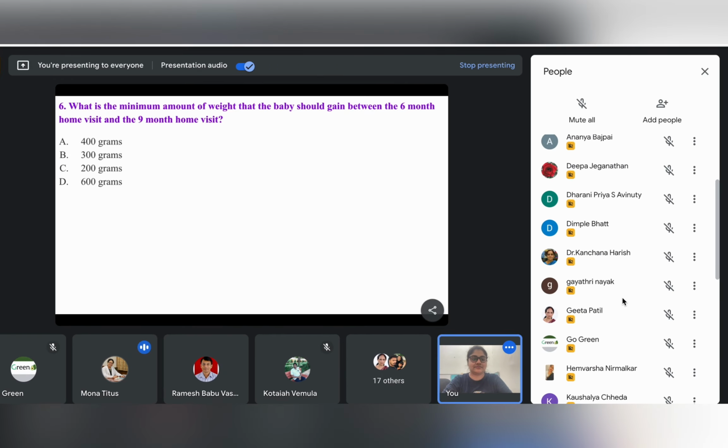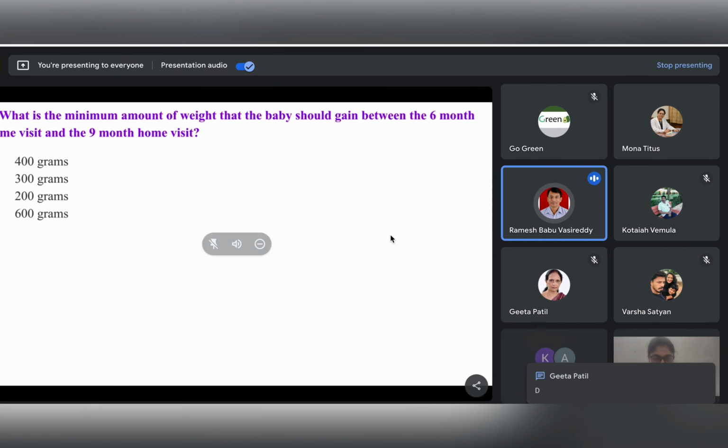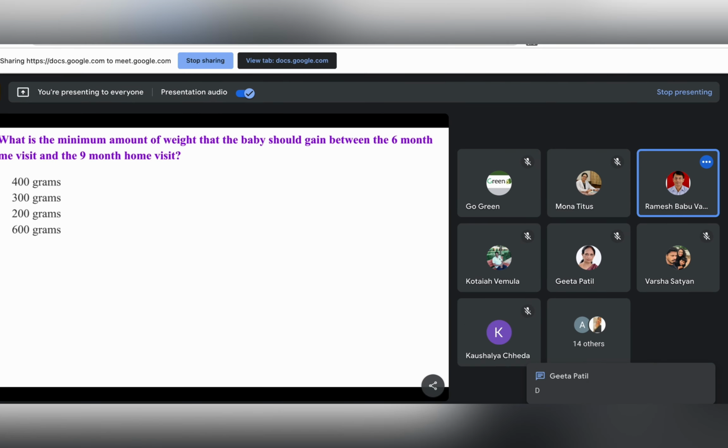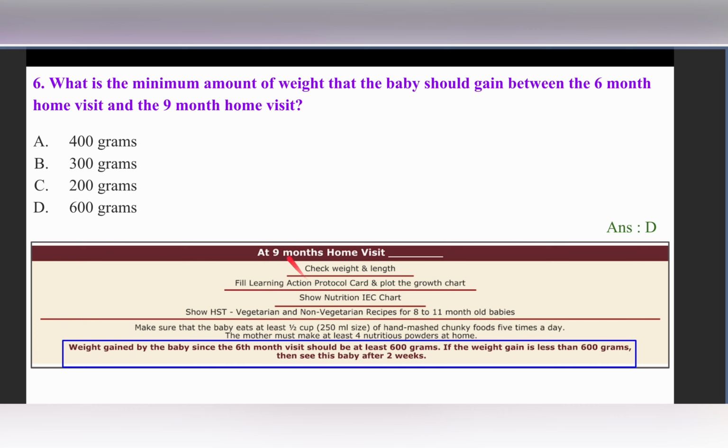Answers? Option D, 600 grams. Right. So we'll move on to the answer as we have discussed. From the 6th month to the 9th month, now what are the changes?